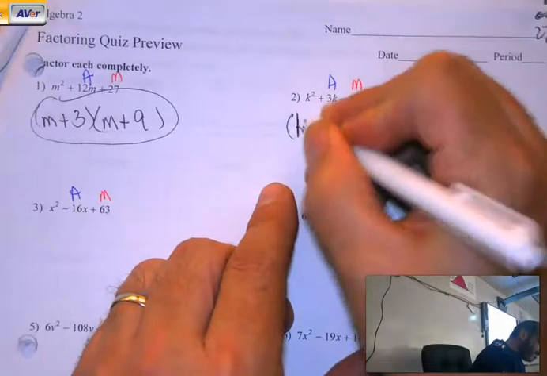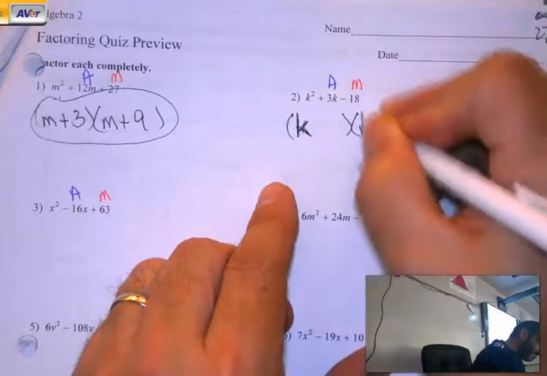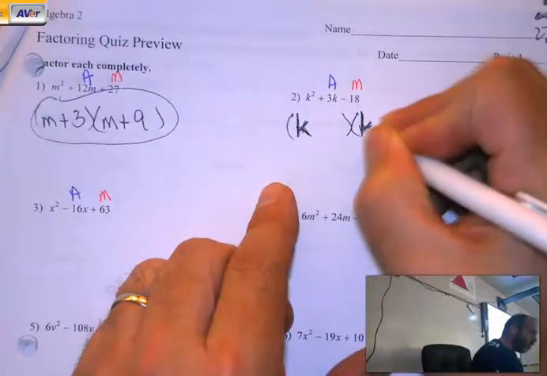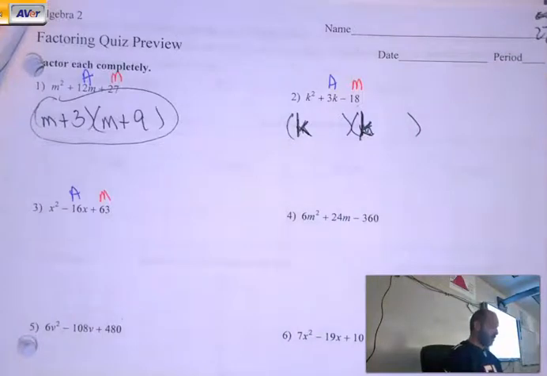Except, Hardy, it's k. K, Hardy. Let the whole world see I don't know my alphabet. That's why I'm a math teacher, right? Right.